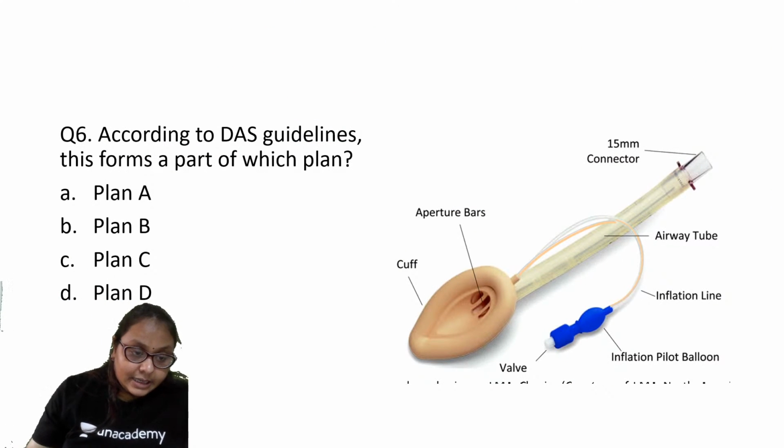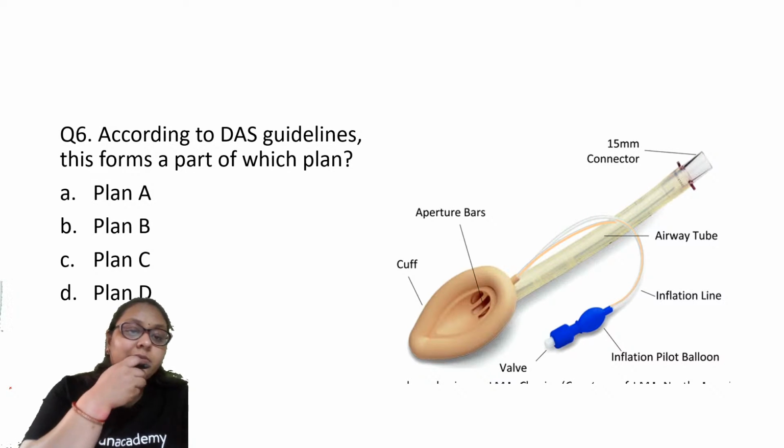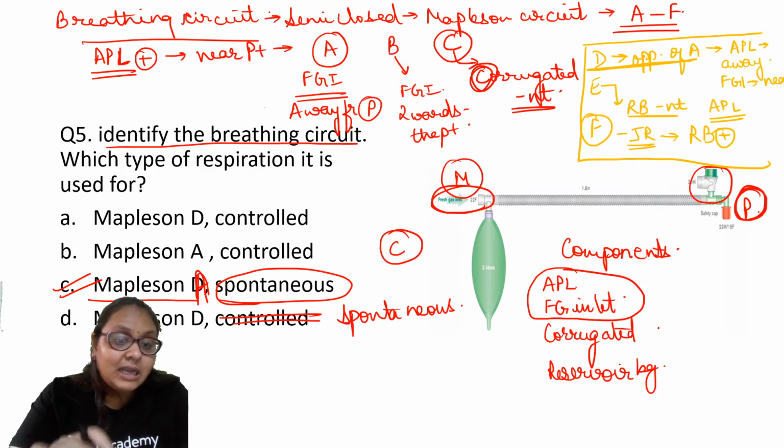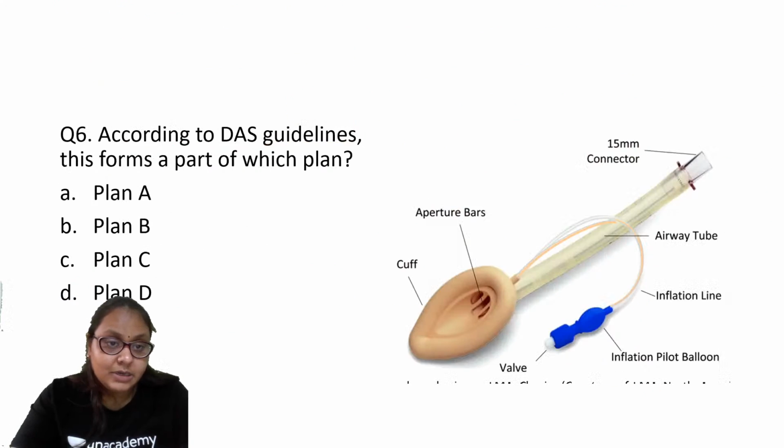Now coming to the next question. So type A, first of all, Mapleson type A, it is used for the spontaneous circulation. It is not used for the controlled ventilation. And if Mapleson type D is used, it is better to use it for the control rather than spontaneous respiration.